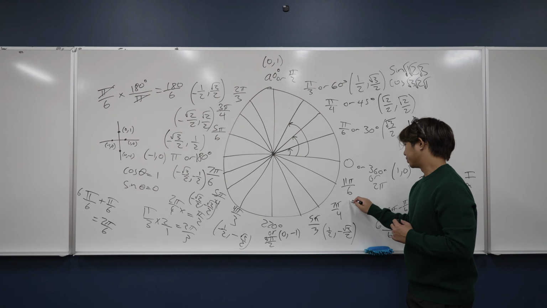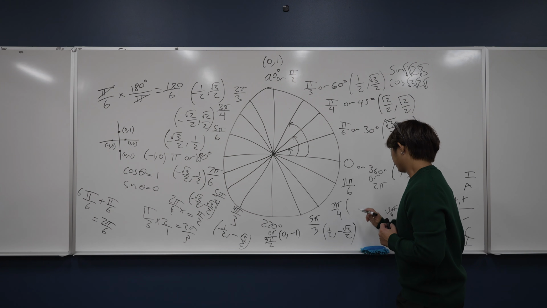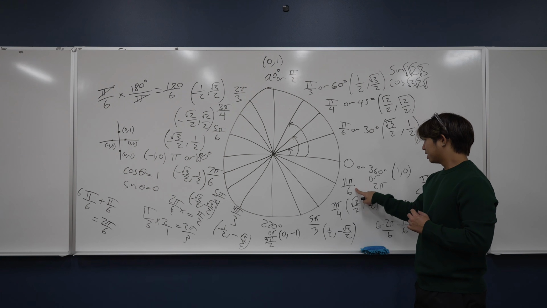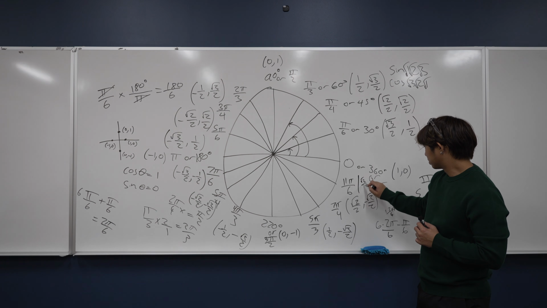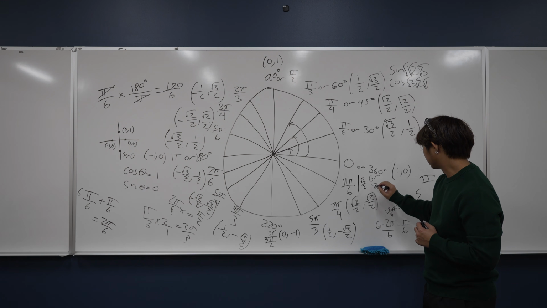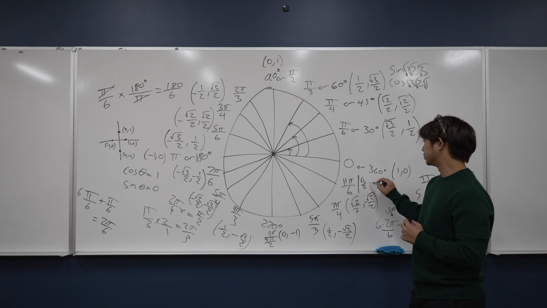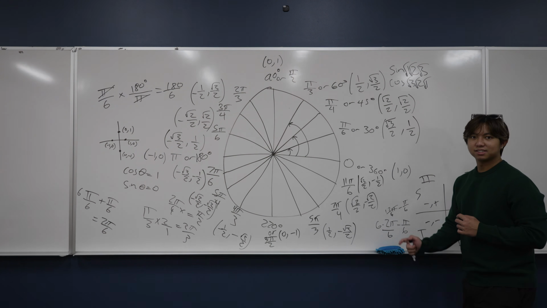7 pi over 4. We have, oops, this is positive. We have positive square root 2 over 2, comma, negative square root 2 over 2. 11 pi over 6, we have square root 3 over 2. This is kind of conflicting. Let's just erase that, I guess. We have square root 3 over 2, comma, negative 1/2. Cool, and that's our unit circle.